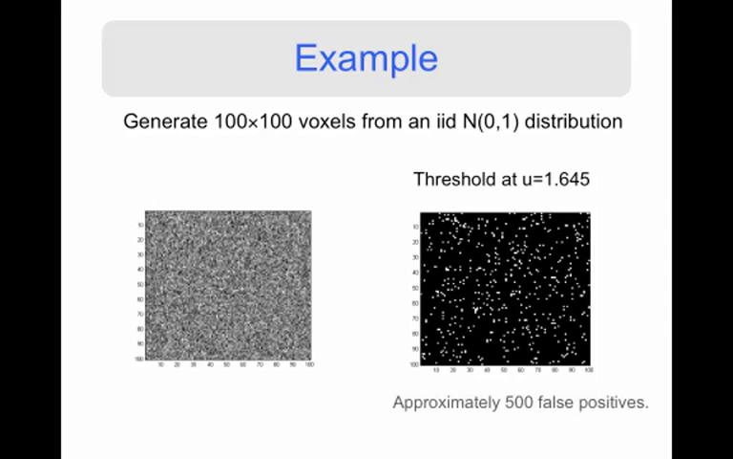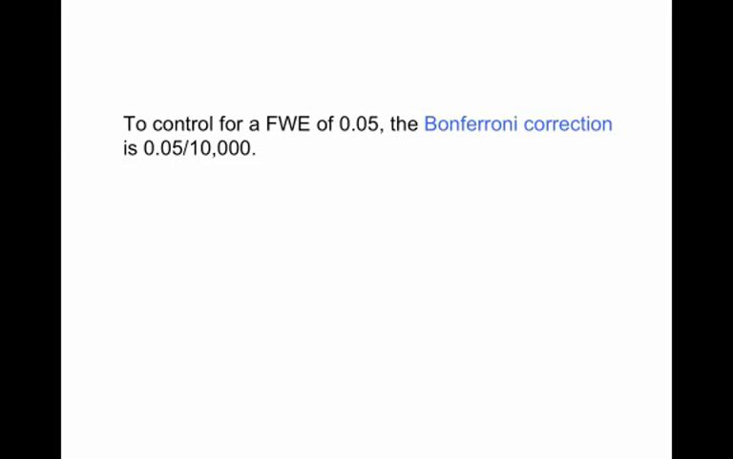We see that we have a smattering of significant voxels in this case. In general, we would assume that we wouldn't have any significant voxels because the data is generated with mean 0. So all these white voxels are false positives. So there's approximately 500 false positives, as one would expect, because when we're thresholding at the 5% level, we're saying that we'll make a mistake and erroneously have a false positive 5% of the time. So 5% out of 10,000 would be 500. So the threshold u equal to 1.645, while it's good for an individual test, it's not good for a family of tests, such as the one illustrated here.